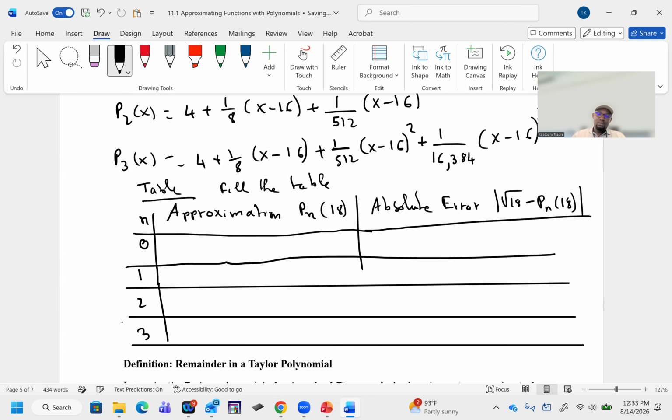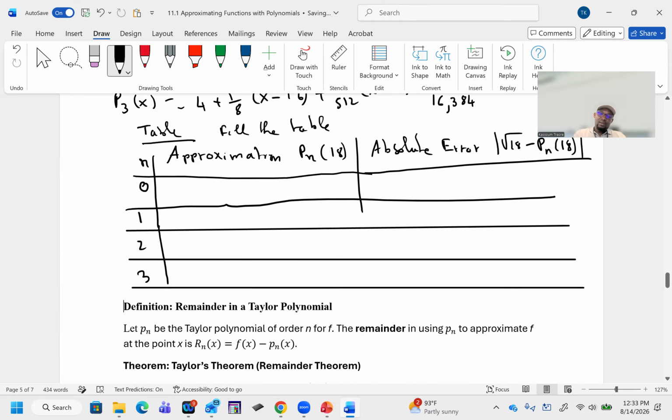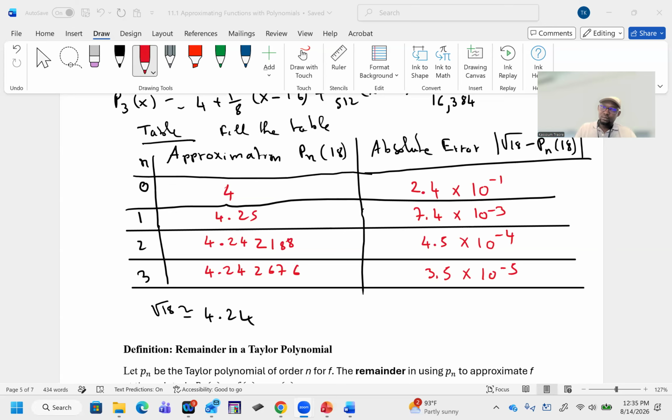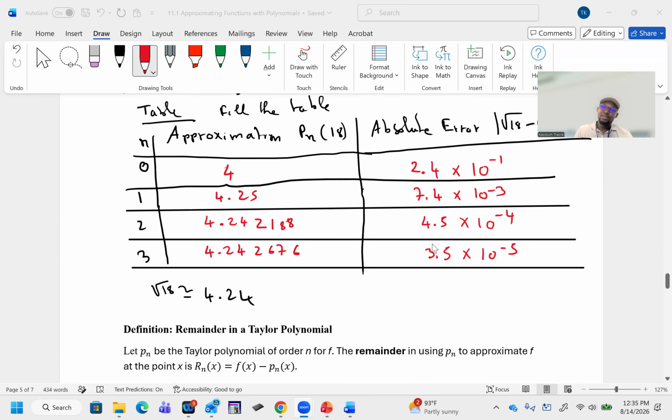And then do not forget, square root of 18 is approximately what? Use your calculator, that is 4.24. I'm going to pause the video, fill out this, but do it yourself too. And this is the table I got. Pause the video, check with yours and see if it's the same thing.